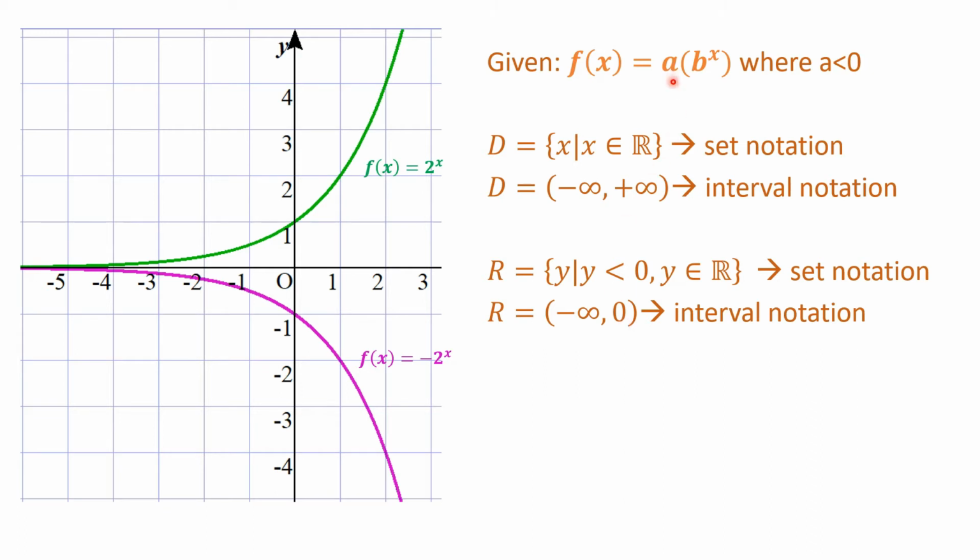So the value of a affects the range but not the domain. From positive, the range becomes the set of negative real numbers.